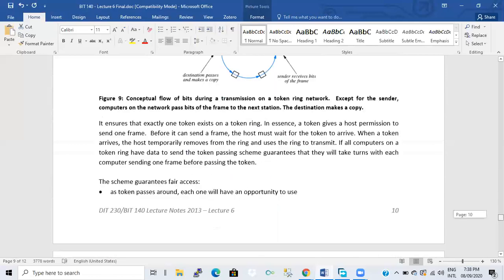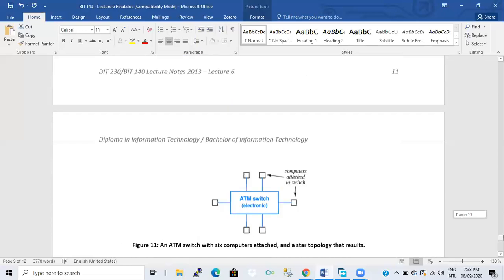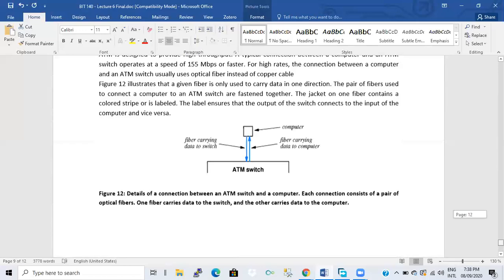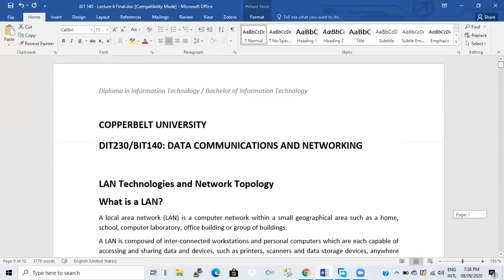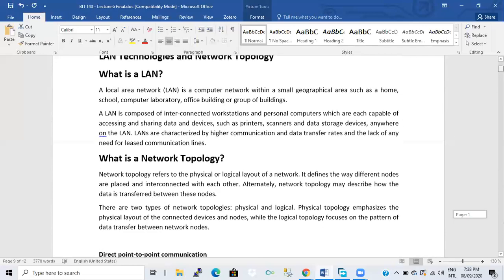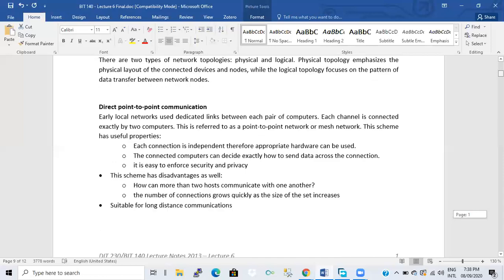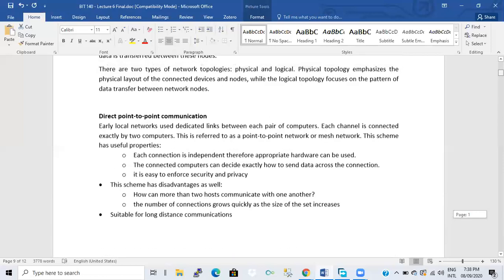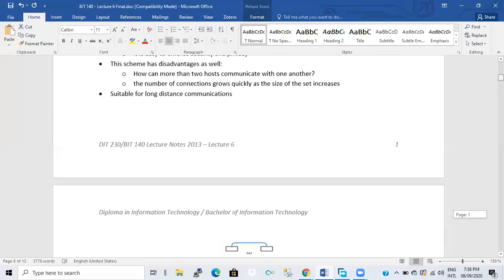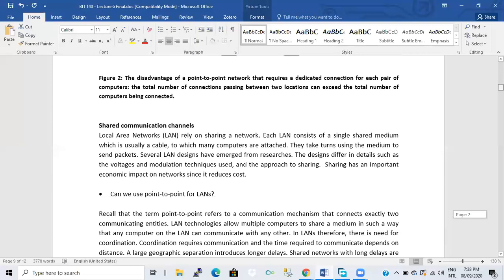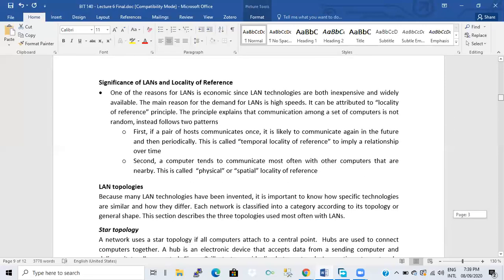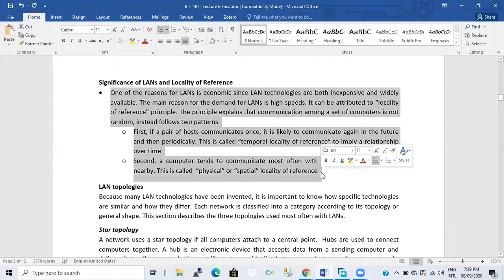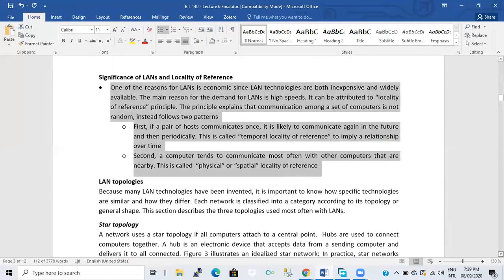So with that, guys, this is where I conclude our handout 6. In handout 6, mostly you need to read on what a LAN is and what a network topology is. You need to read on direct point-to-point communication, shared communication channels, and the significance of LANs and locality, but here as well, I just need you to have a concept. I may not ask anything on it in any of your tests or the exam.